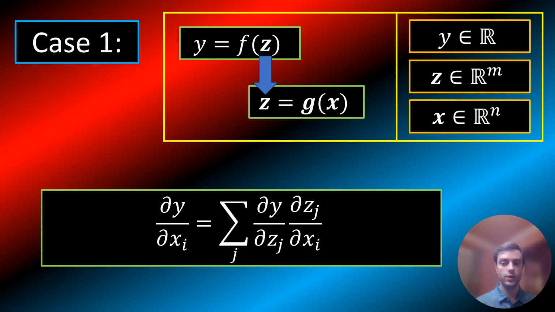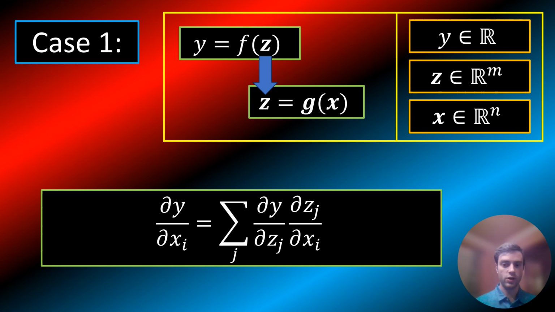So we begin with case 1, which is the simplest case, in which we have a scalar y is equal to a function of vector z, where vector z is of length m, and z is equal to a vector function of vector x, which is of length n.